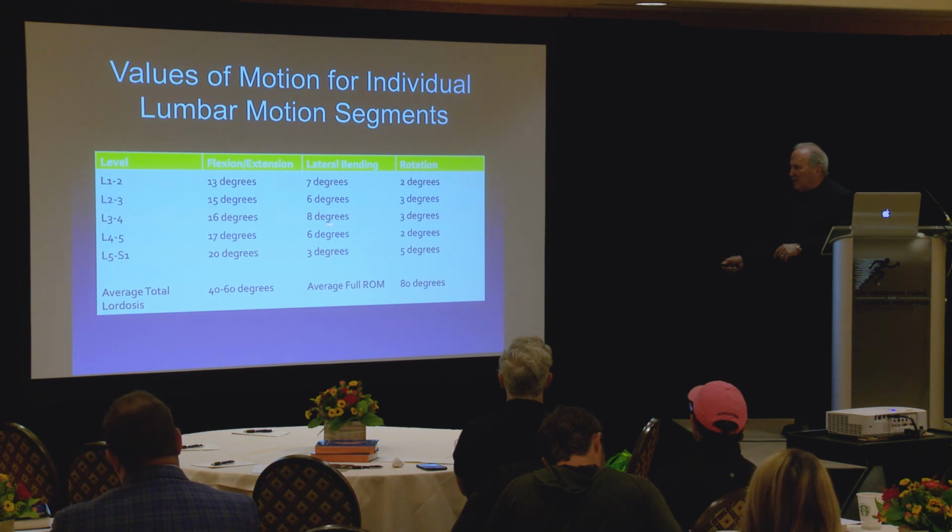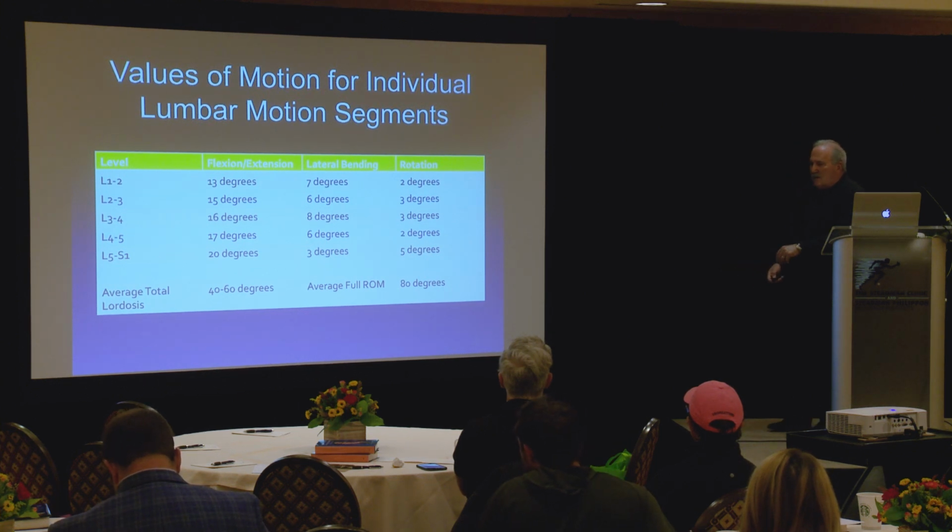Lateral bending is a little higher in the mid-back than in the lower back because of ligaments we'll talk about later. And rotation is highest at L5-S1. Which disc do you think wears out the fastest? L5-S1. The most mobile disc is the one that also has the most stress on it.